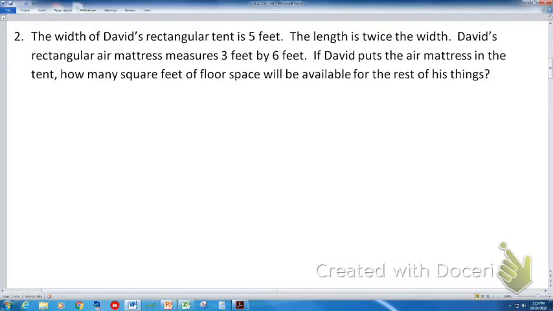Good afternoon, students. Today we are going to be going over our classwork for Unit 3, Lesson 3 as our refresh and our reminder from class today. So let's start with number 2.